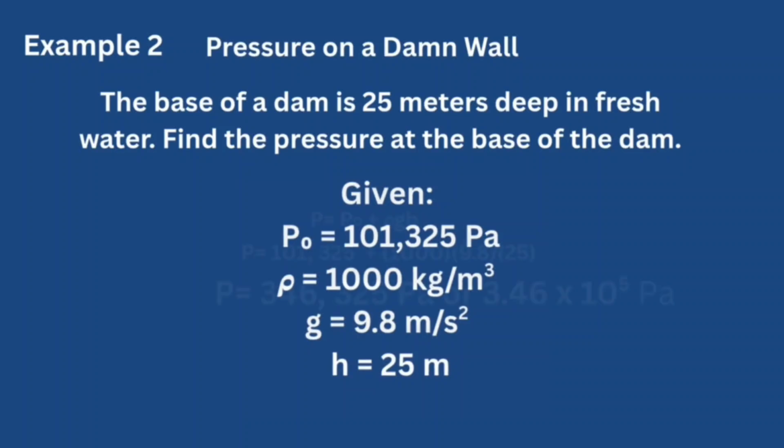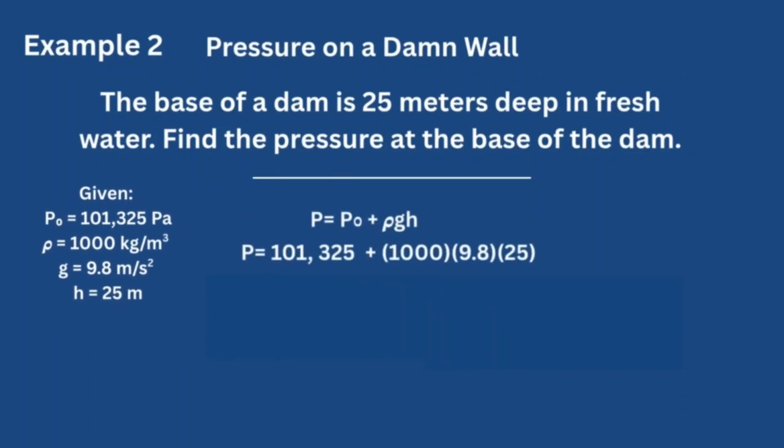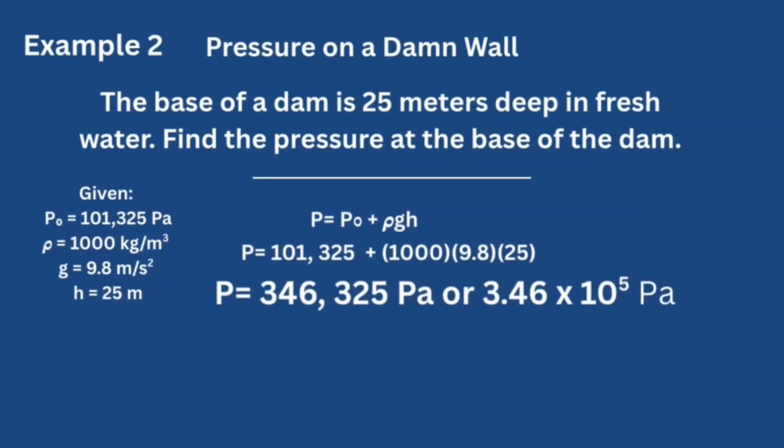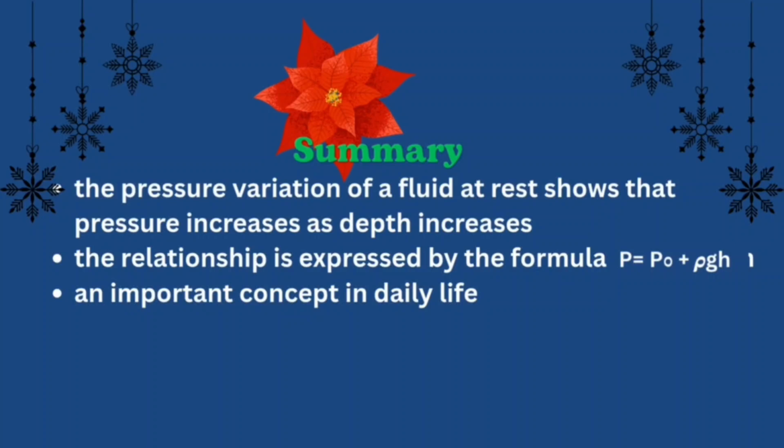So P is equal to 101,325 plus 1,000 times 9.8 times 25. So plugging it in your calculator, we get the value of 346,325 pascals.